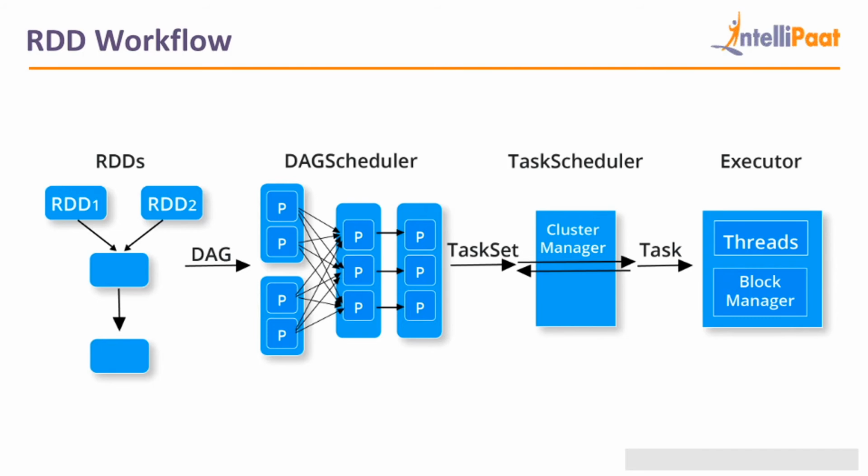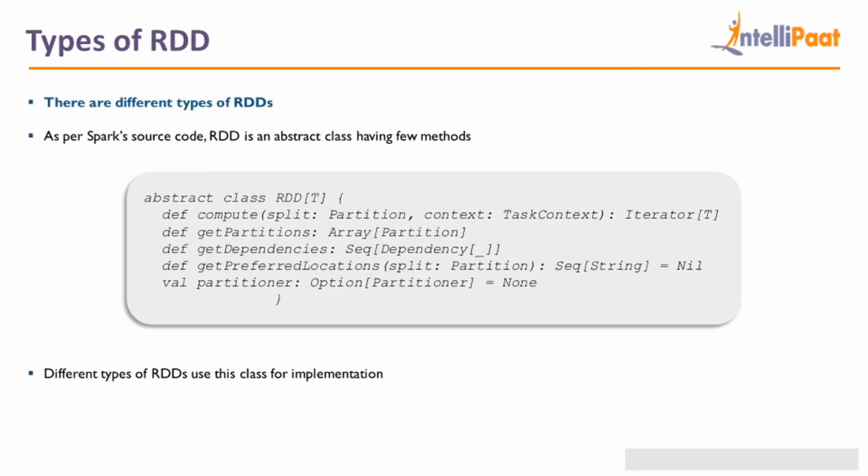Now that we know what the RDD workflow is, we will move on to the types of RDDs that we have. There are different types of RDDs. As per the Spark source code, RDD is an abstract class having few methods. There are not a lot of methods present in the RDD, but there are a lot of transformations present in the RDD, which is very important when we are processing big data, because we need to transform data a lot. So let us look at the different types of RDDs.